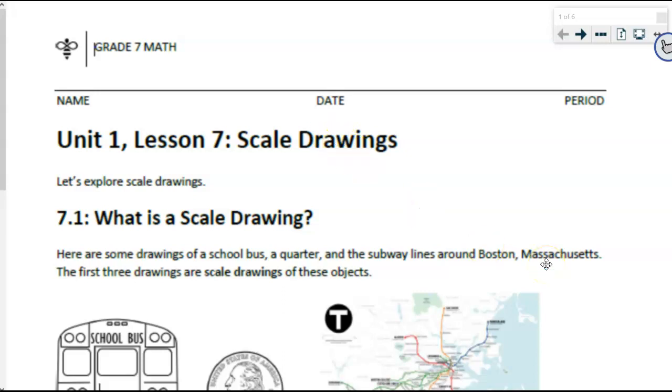All right, this is Open Up Resources. It's really going to be Unit 1, Lesson 9. We just have a little brief intro that we're going to use from Lesson 7. Lesson 7 is called Scale Drawings.